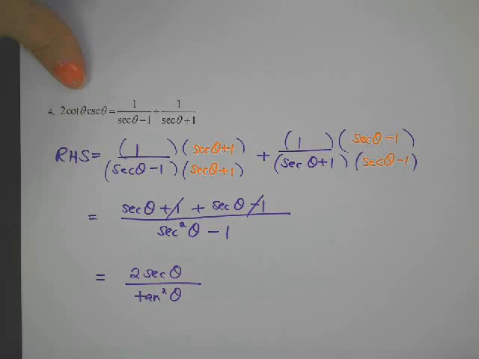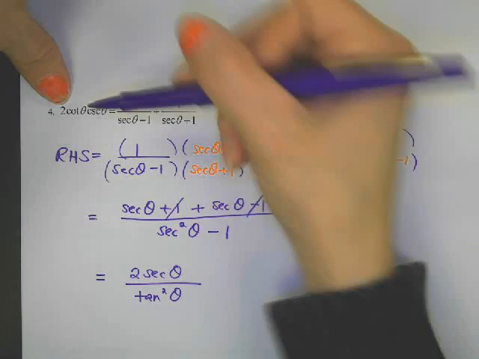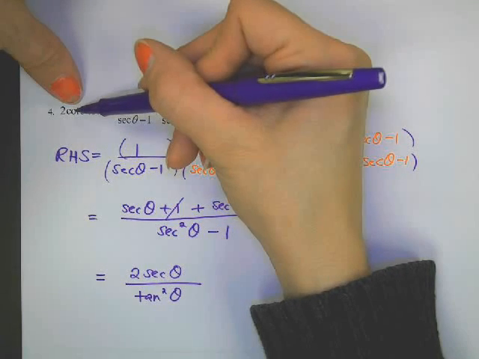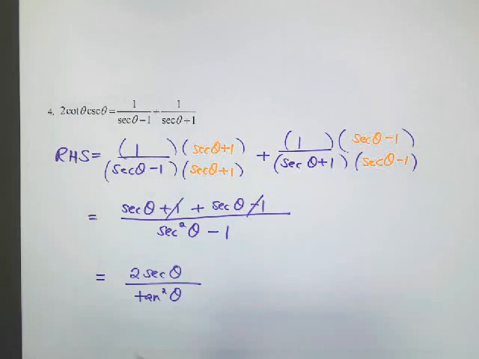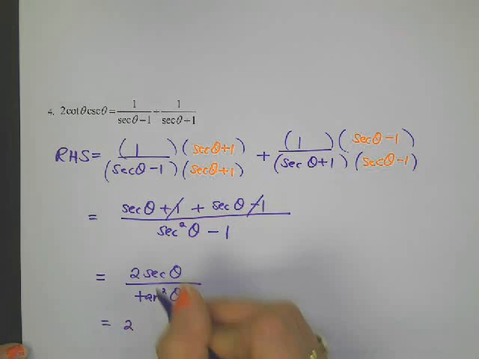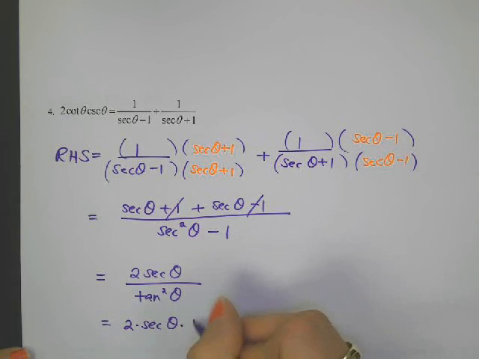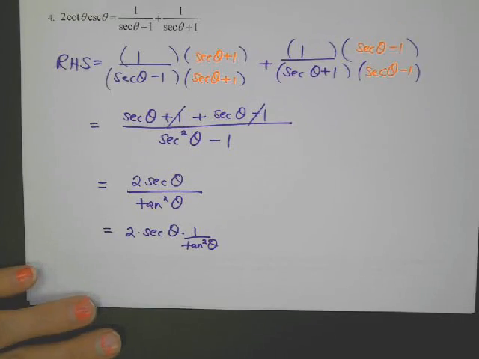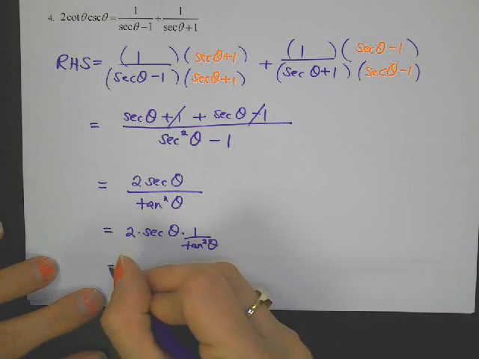Okay, let's go ahead and take a look at this here, because this is what we're trying to make. We're trying to make a 2, which I have. We're trying to make a cotangent, and we're trying to make a cosecant. Okay, maybe we should work with these fractions here a little bit. I'm going to write 2 times secant of theta times 1 over tangent squared of theta. Now, not everybody needs to do as many steps as I'm going to show. Some of you can do a lot less than this because you can kind of see what's going on. I just want to make sure that this video is clear.